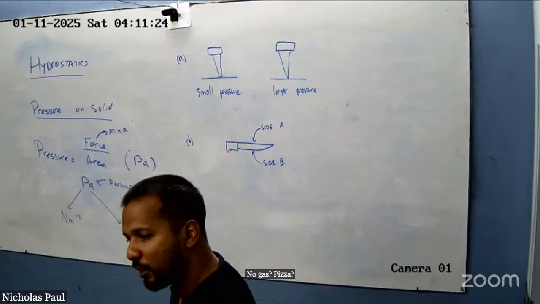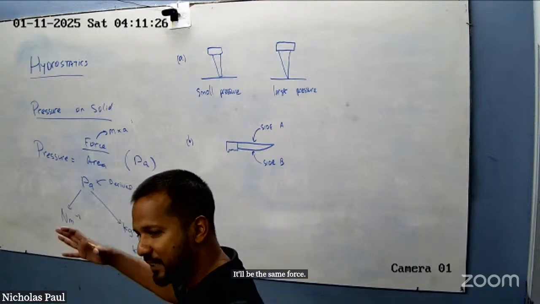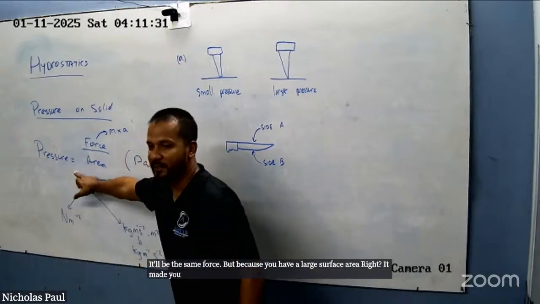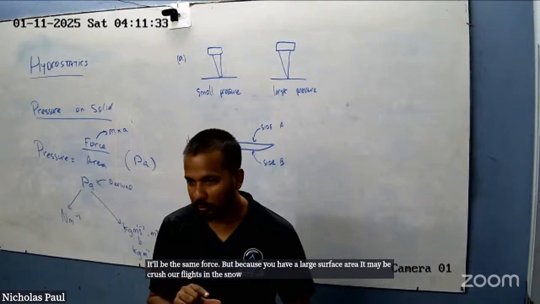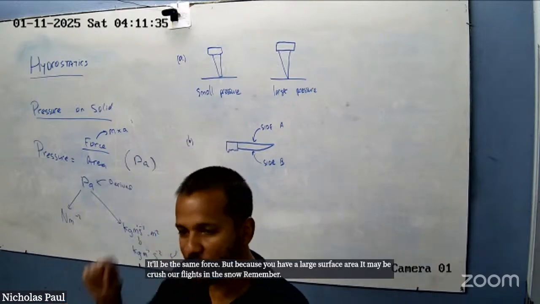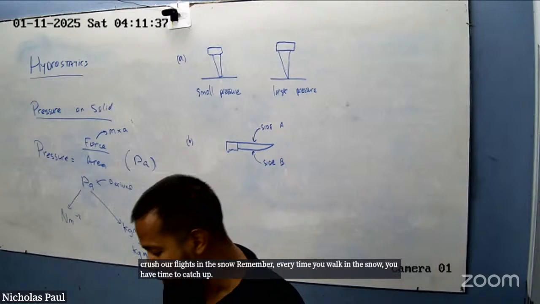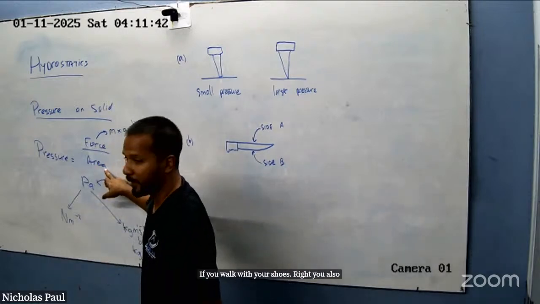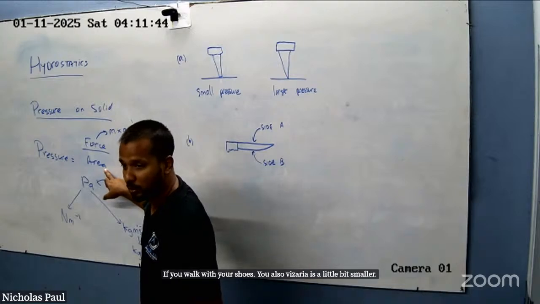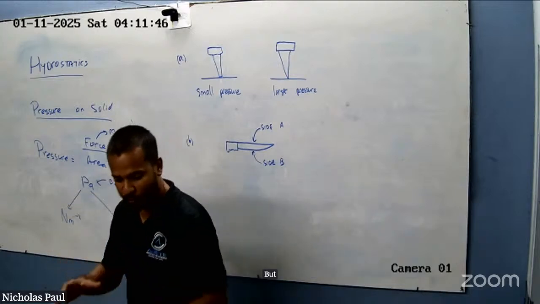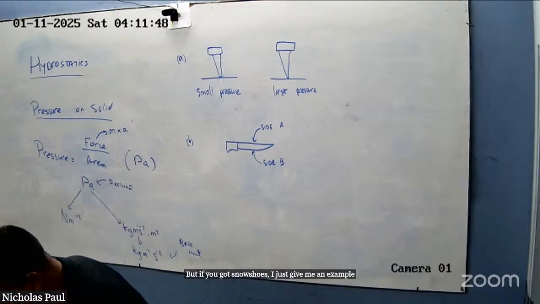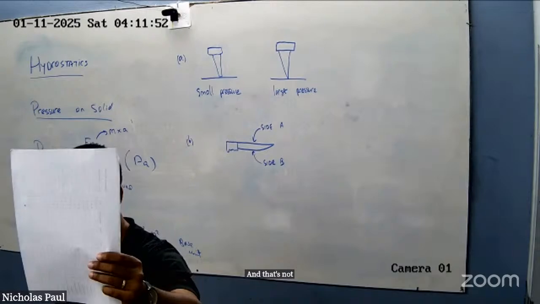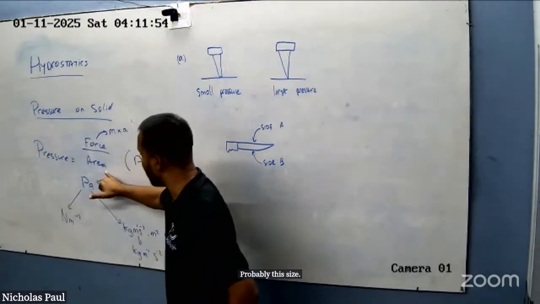It'll be the same force, but because you have a large surface area, you make the pressure applied to the snow smaller. Remember, every time you walk on the snow, you're applying a pressure. If you walk with your shoes, your surface area is a little bit smaller. But if you get a snowshoe, your shoe might be this size, and a snowshoe might be this size. So by increasing the area, remember it's the same force.